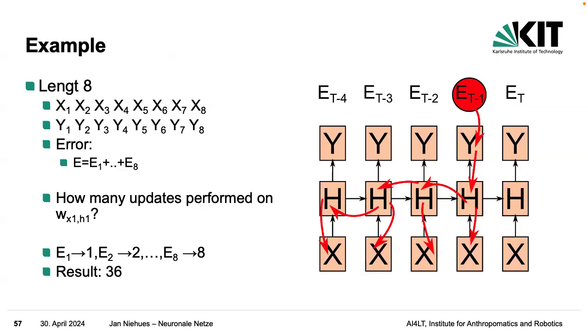So this is just with one sequence. You're seeing that with one sequence of length 8, you're doing a lot of updates on the same weight, which of course you should somehow consider when thinking about learning rate and so on, that there can be a lot of updates to each of your weights if you apply them on long sequences. Any more questions to this?